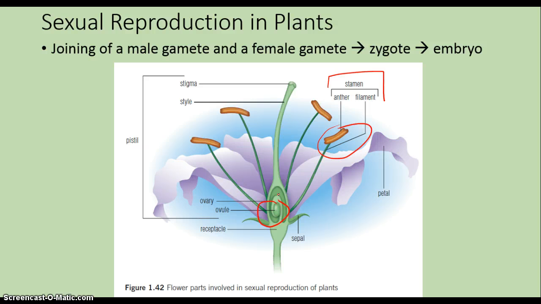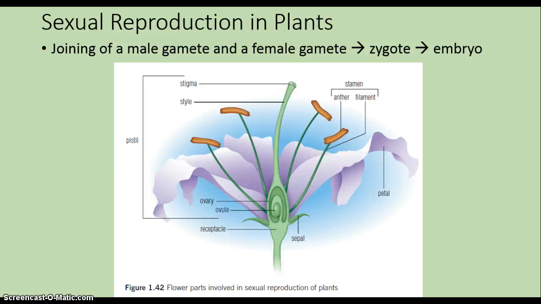If a male and female gamete are found in the same plant, how does it reproduce? Well, when pollination occurs, pollen is transferred from the anther of a stamen, so right here, to the stigma of the pistil, right there. In self-pollination, the transfer of sex cells is within the same plant. In cross-pollination, the pollen from one plant is carried to the stigma of another plant by the wind, water, or animals such as bees and butterflies.